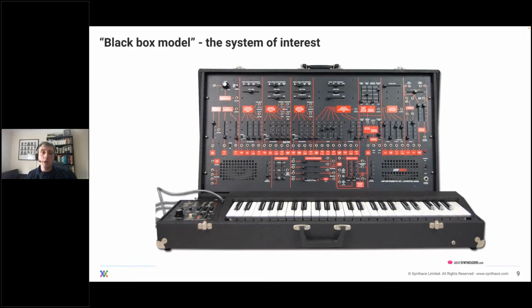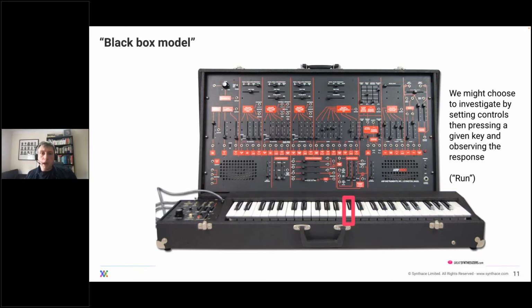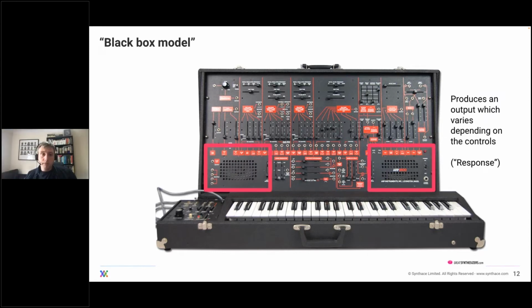This thing's a big black box with lots of controls on it. 140 or so buttons, knobs and sliders, which all have an influence on the sound the synthesizer generates. In DOE terms, these would be our factors. If we're looking to understand how the controls work or just produce a particular target sound, we can set the controls somehow and press one of these keys and observe what happens. In DOE terms, this would be a run. We can then listen to the sound it generates through the speakers. From this sound, we could identify certain properties such as the loudness and the overall timbre, and use these to generate some responses to say how close we are to our target.